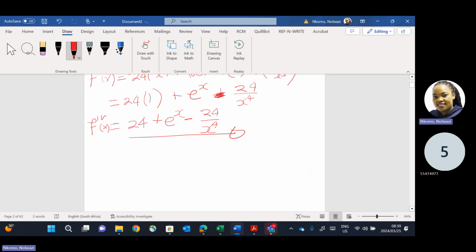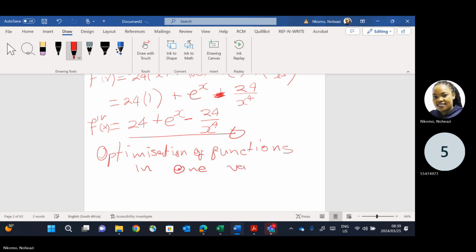The next section is optimization of functions in one variable. Optimization of function. This is just the process of finding the maximum and the minimum points, right?